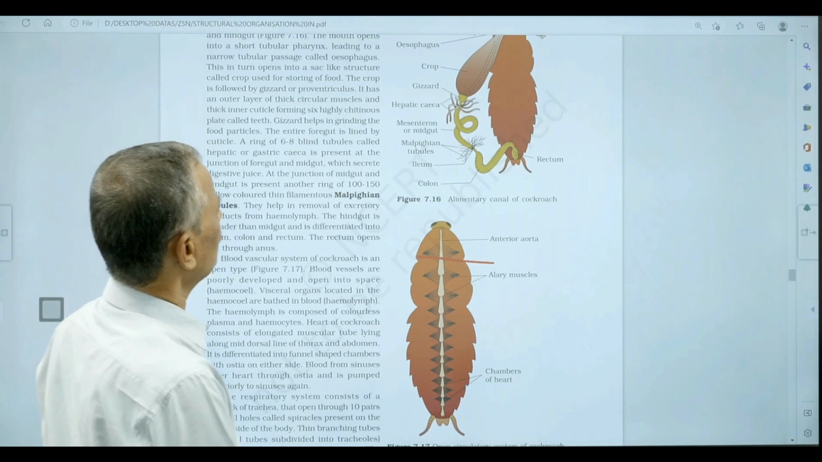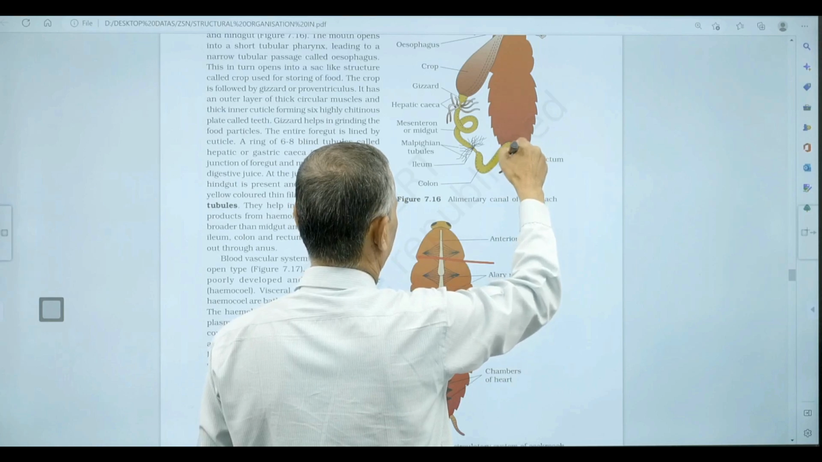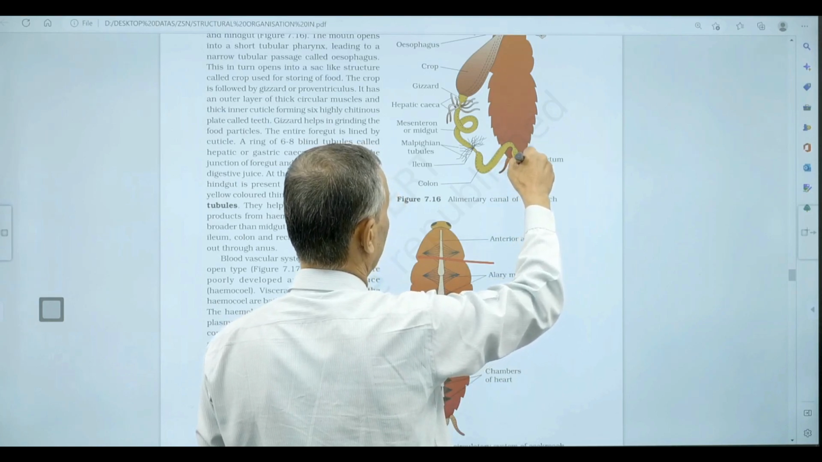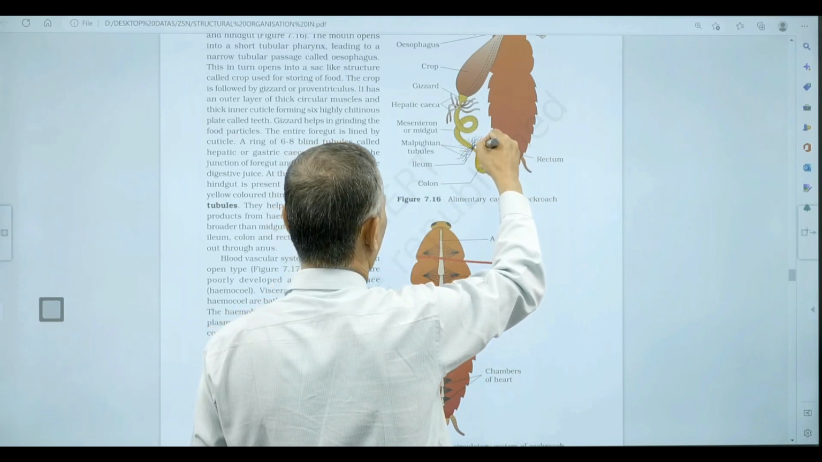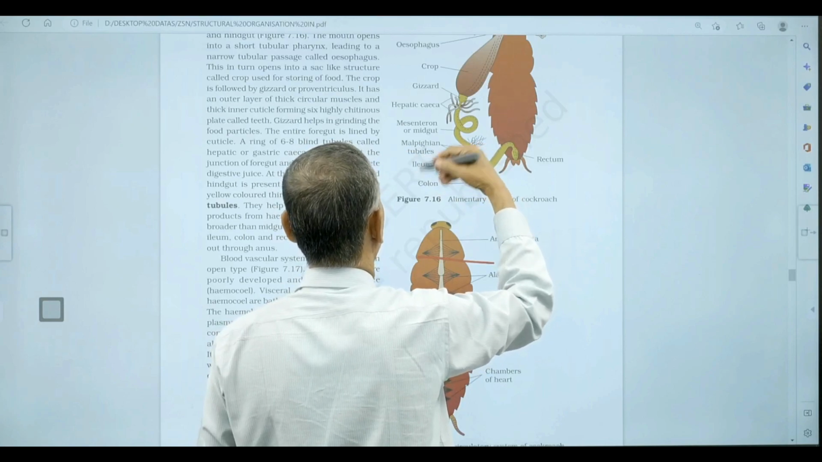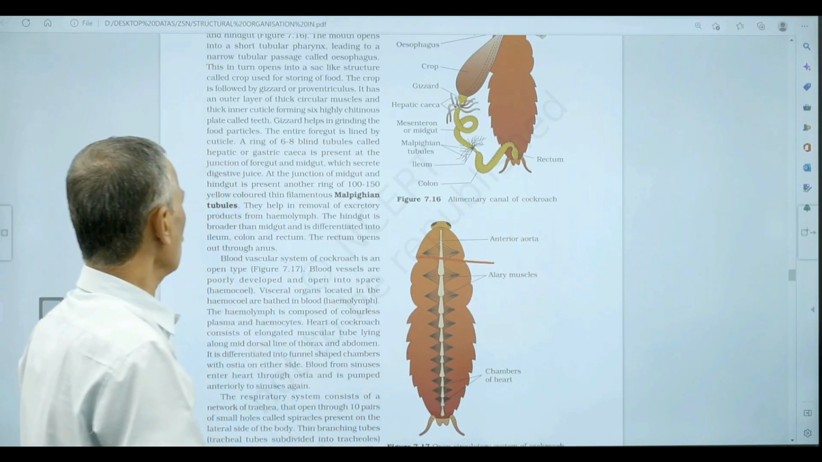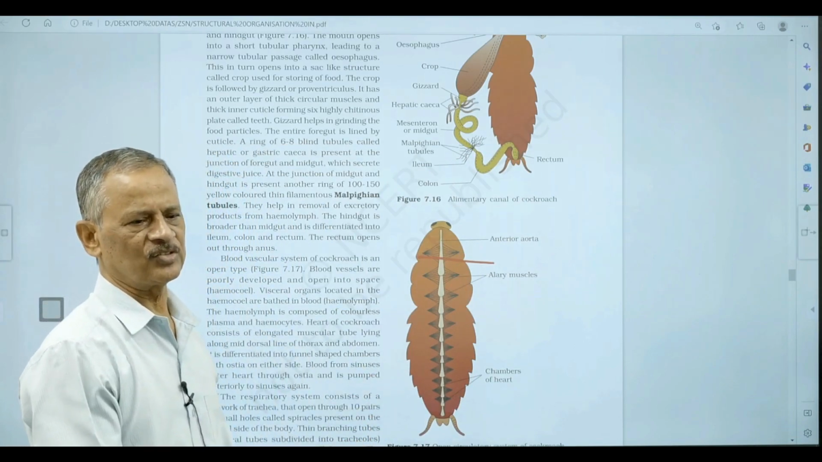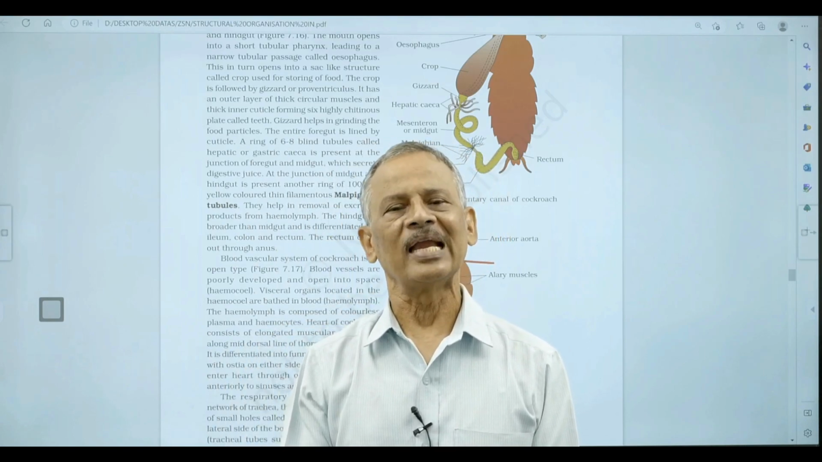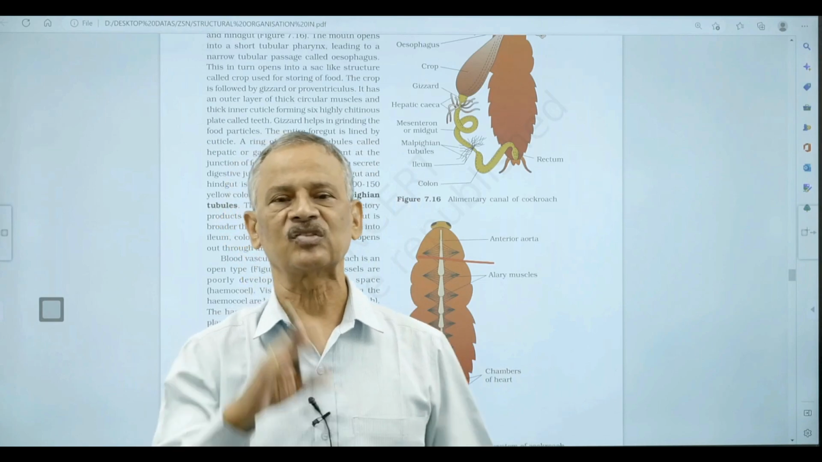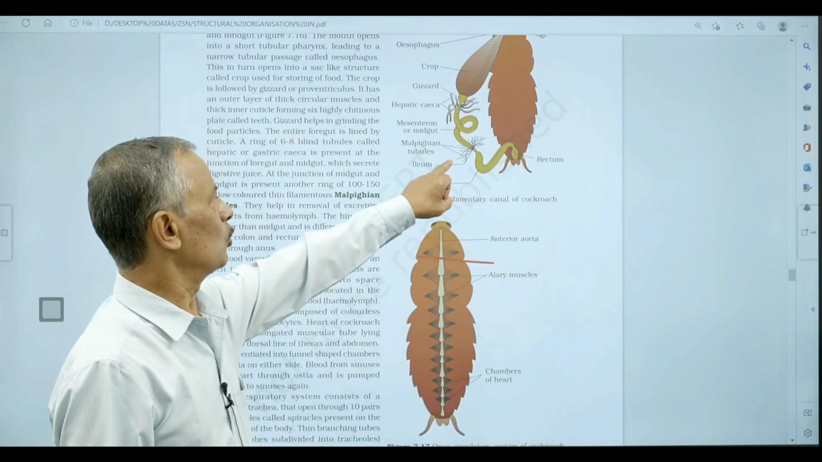Hindgut consists of an ileum, colon and a rectum. That rectum is opening to the genital chamber at the posterior end of the abdomen. Ileum is a narrow anterior part, and surrounding that ileum you have 100 to 150 yellow colored thin filamentous structures called Malpighian tubules. These Malpighian tubules are the main excretory structures of insects. They open into the ileum.